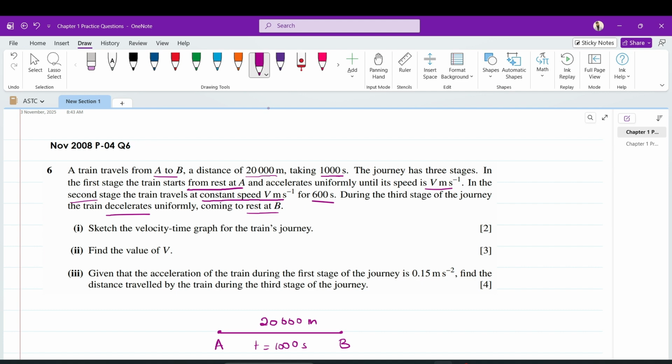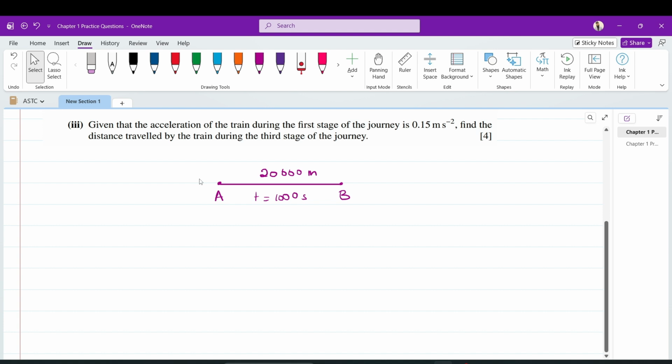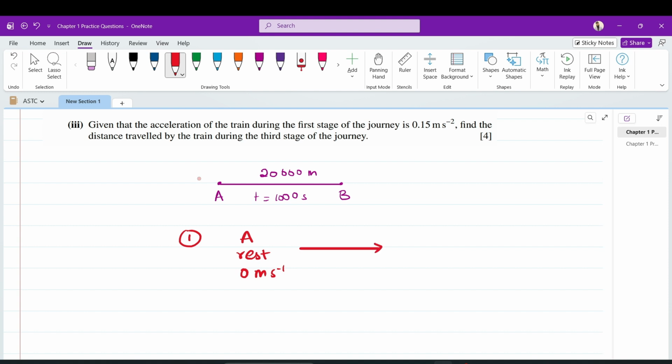So if I were to write down all this information, we can see that there are three stages. Let's say that it starts at A and over here it's at rest position. So that means the velocity is 0 meters per second. Then it travels all the way and achieves a speed of v meters per second. The duration that this takes is unknown. We don't know how much time it takes. That is the first part of the journey.